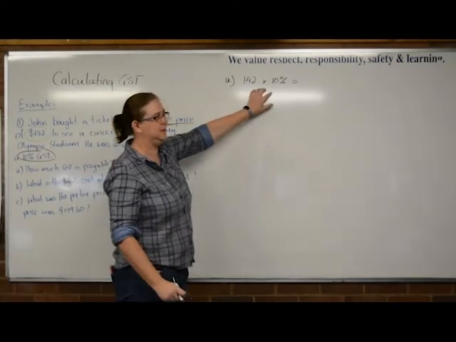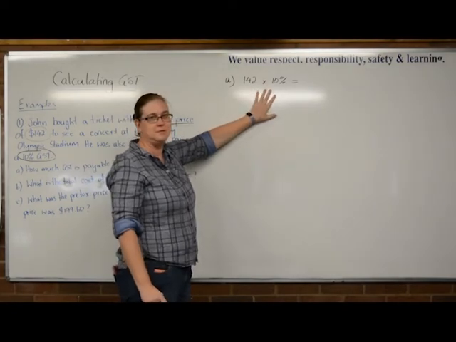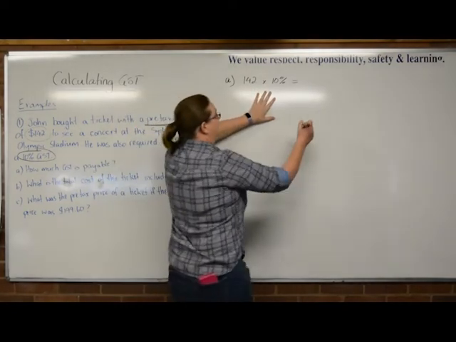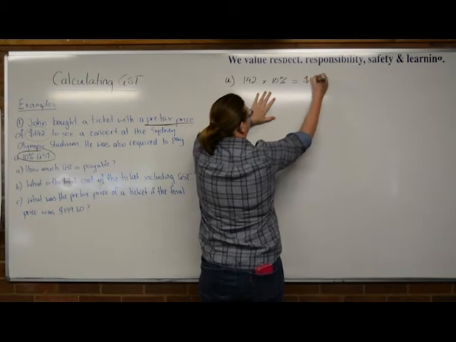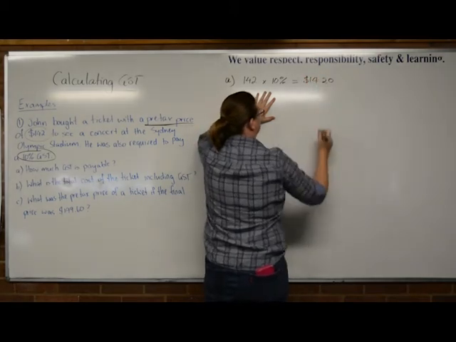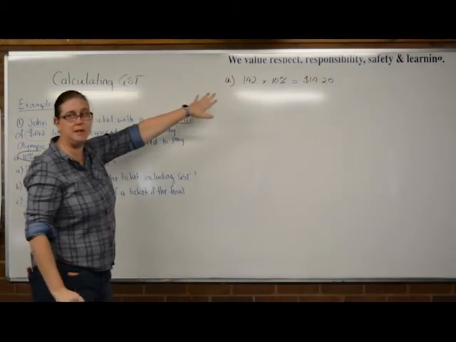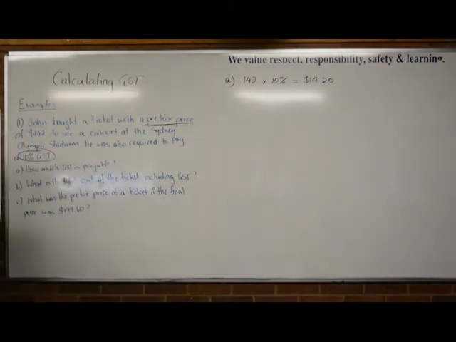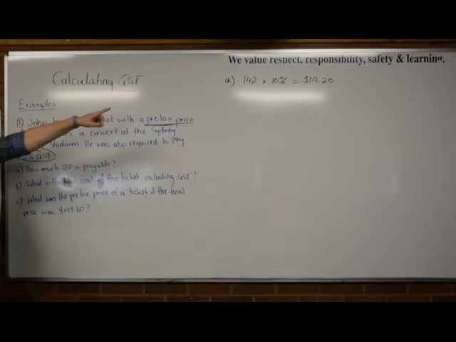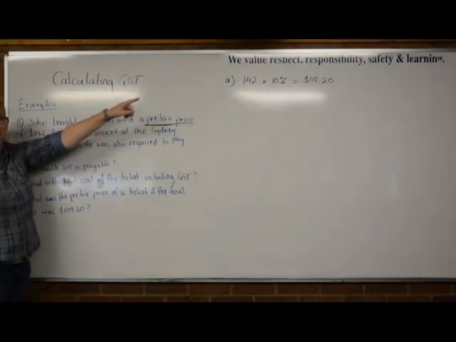What do we get when we do this? 14.22, which becomes $14.20. Because remember, we're dealing with money. Money has 2 decimal places. Is that how much he has to pay? That's just the GST.